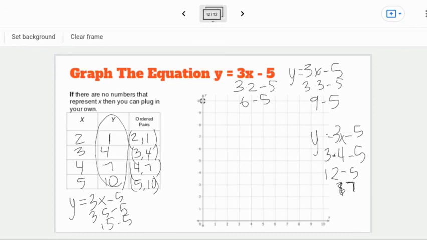So over 2, up 1, we put a dot. Over 3, up 4, put a dot. Over 4, up 7, and over 5, up 10. Connect them. Oops, sorry, I don't do a very good job connecting them. Okay, and again, it makes a straight line. So we've got a linear equation.